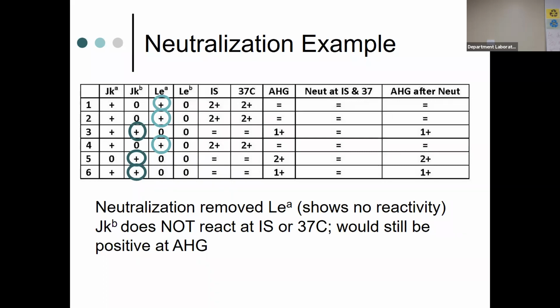So if we neutralize your patient's plasma, treat it with our commercially soluble antigen, which will absorb out that Lewis, notice after neutralization, all of our initial spin and 37 reactions are negative, all right? Because that anti-Lewis is no longer able to react. It has been absorbed out. However, our AHG reactions remain. Okay, so this is an example of how you can get rid of some reactions to identify any other underlying antibodies. All right, does everybody see that?